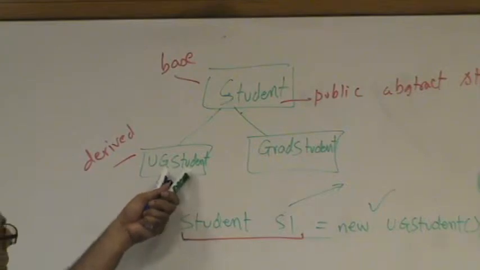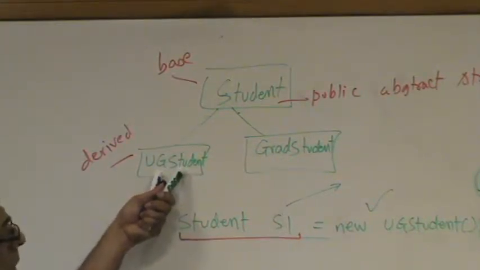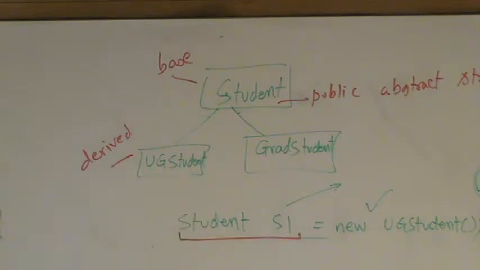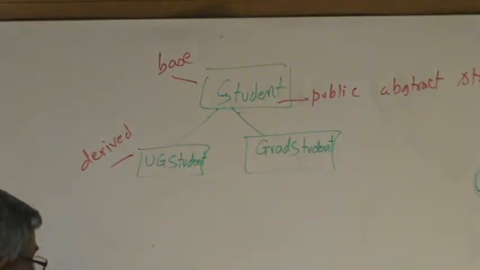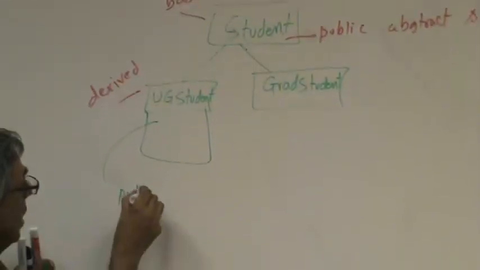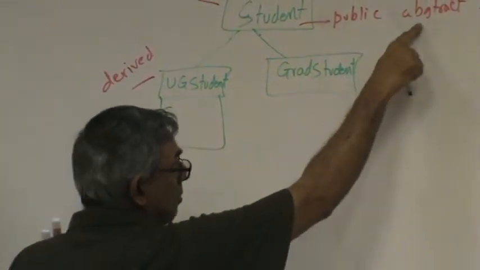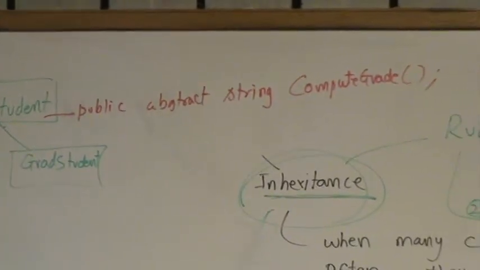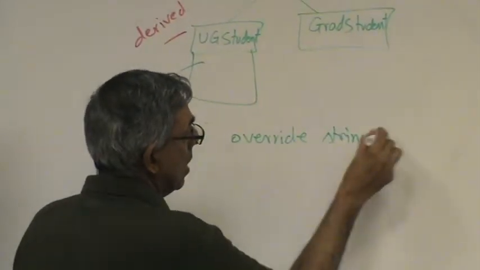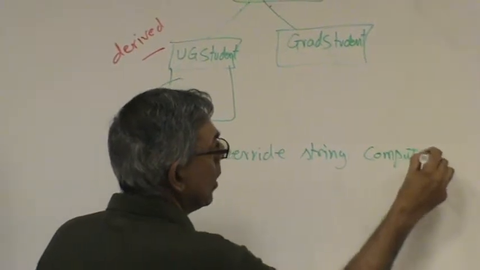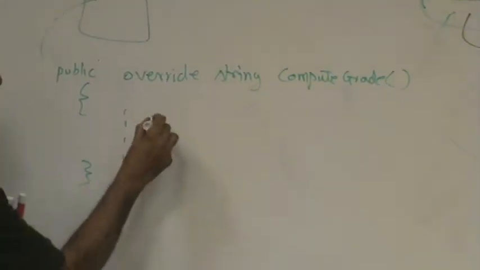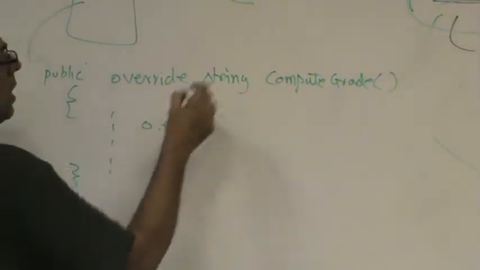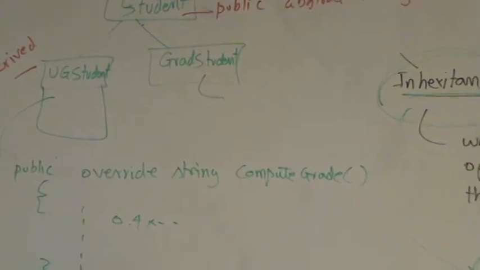Now here, as we already discussed, we do need to provide the real code for it, right? So as we are writing the real code for it, how will we say over here, public? Override. So this abstract will now become public override string ComputeGrade, and whatever the real code is over here, right? So 0.4 times and so on. Same thing over here, you will do public override and 0.5 times, right?